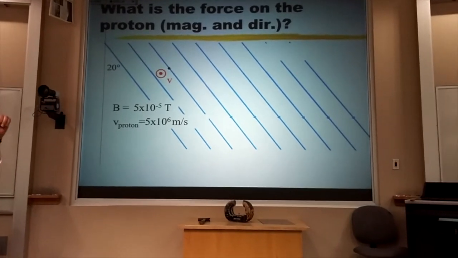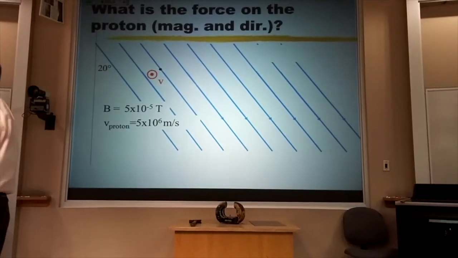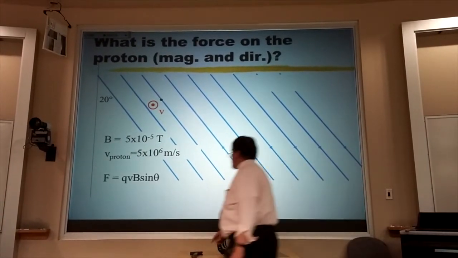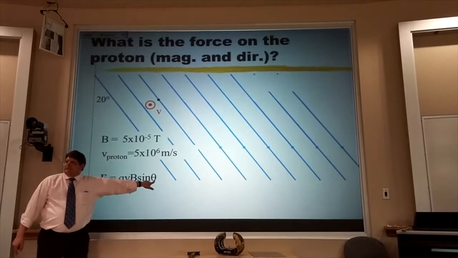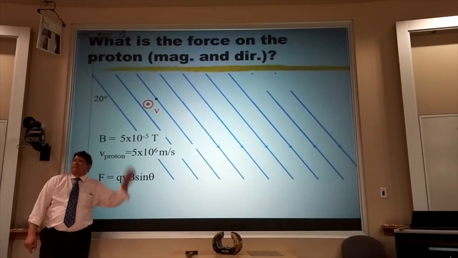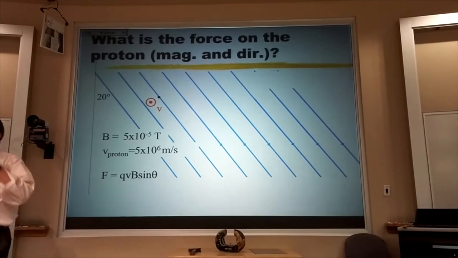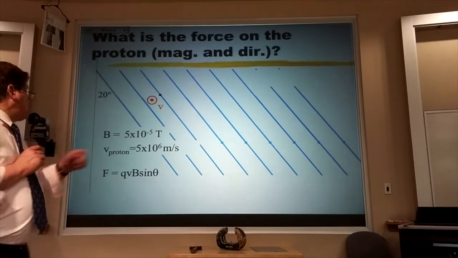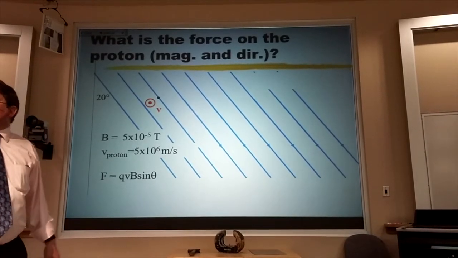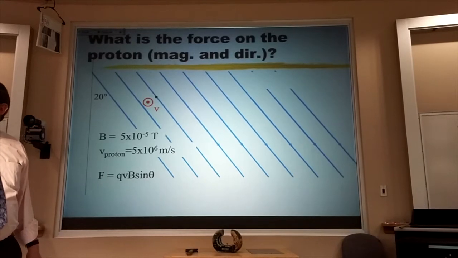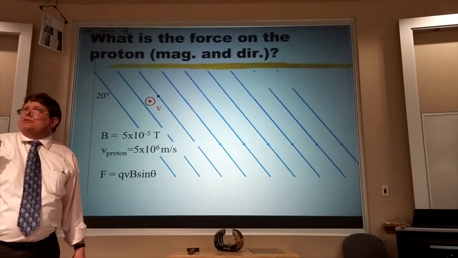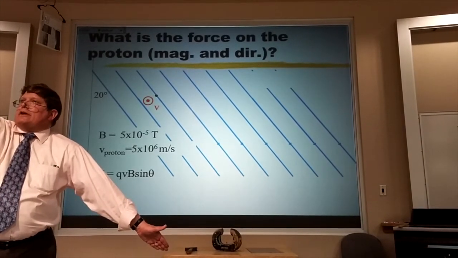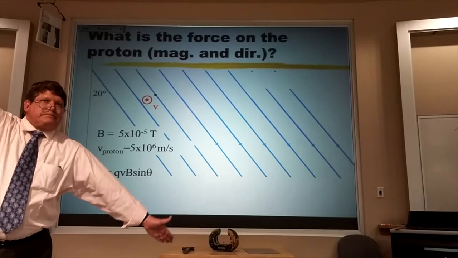When this was on an exam, most of the students missed it. The reason they missed it is because they got the wrong angle, theta. Some of them put 20, some of them put 70. But that angle is the angle between the motion, in this case that proton going east and parallel to the floor, and the B field. Okay? Now the question is, what's this angle here?